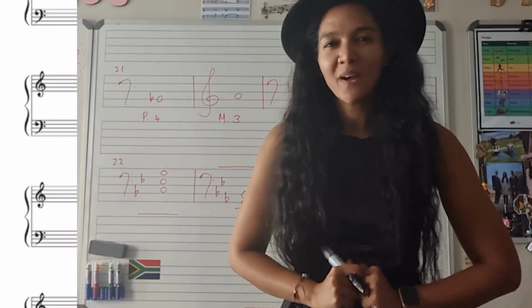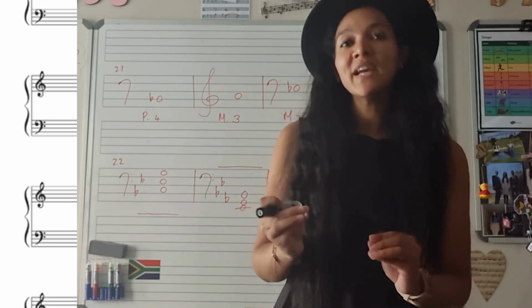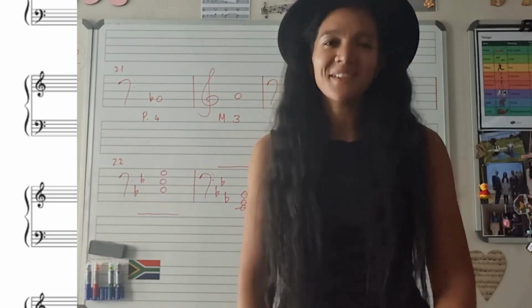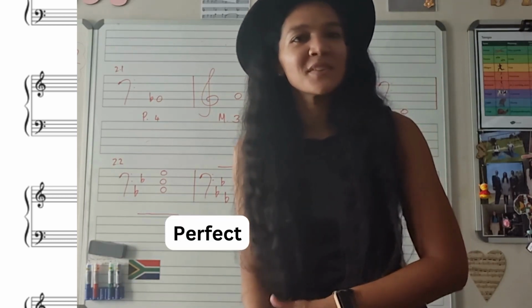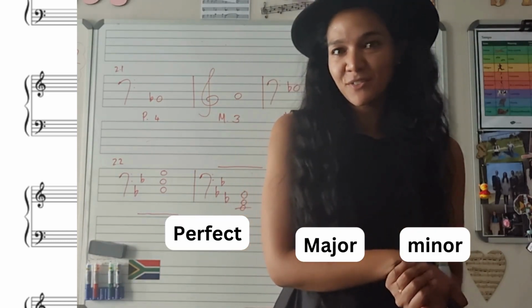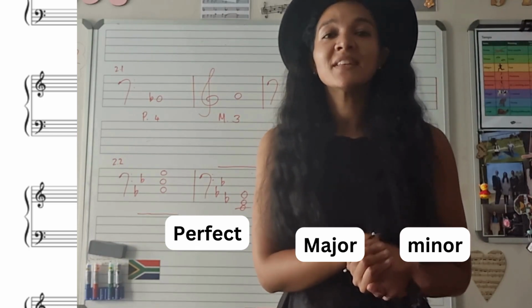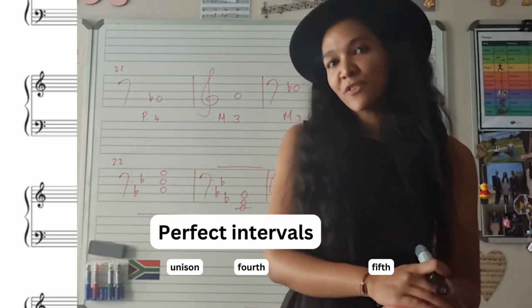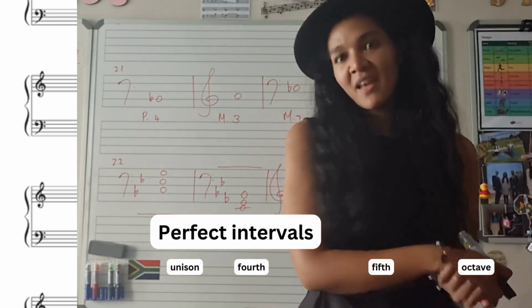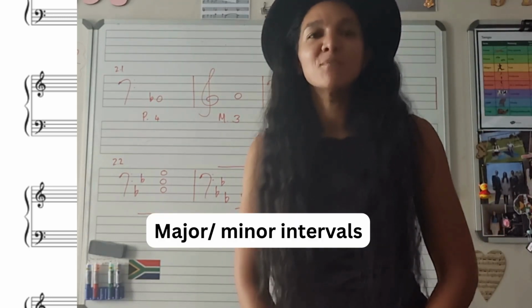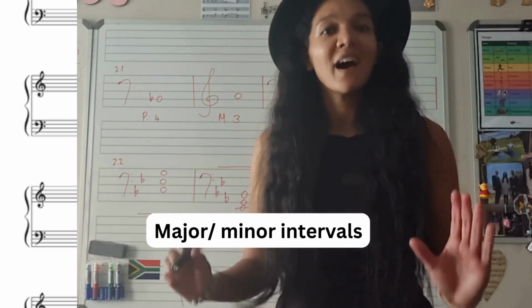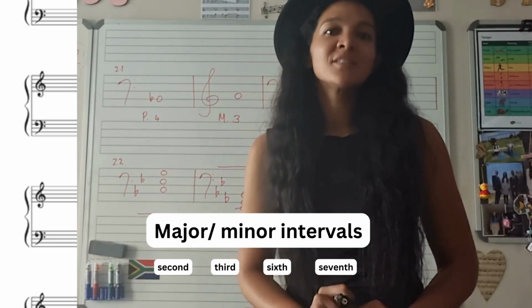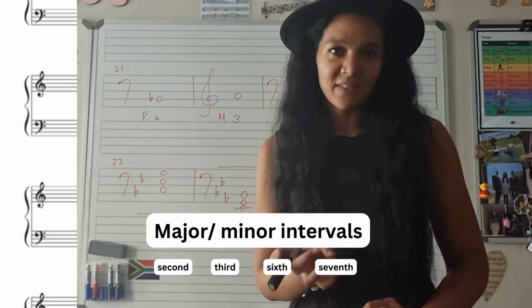In question 2.1, we are given notes above which we have to write the correct interval that is outlined in the question. So in grade 2, we're working with perfect intervals, major intervals, and minor intervals. Remember that your perfect intervals lie on your unison notes, your fourth notes, your fifth notes, and your octave notes. Then your major intervals and your minor intervals will fall on the other interval notes in the scale, such as your seconds, your thirds, your sixths, and your sevenths.